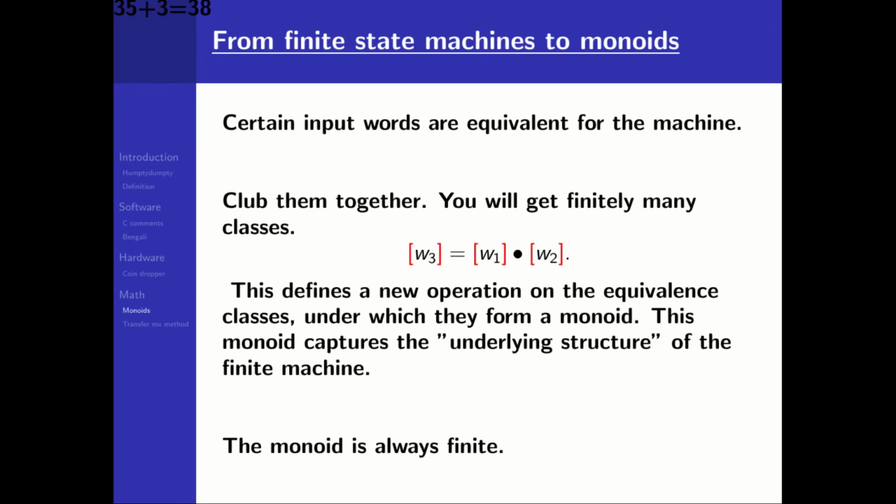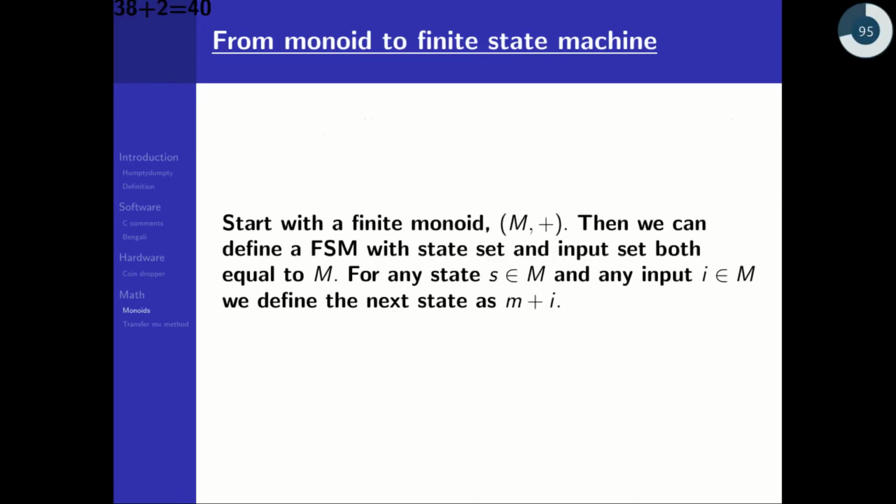It is also possible to do the reverse, from a monoid to a finite state machine, and this one is much easier. You take any finite monoid M together with its operation plus, and then we define a finite state machine FSM with state set and input set both equal to M. As always, I am not caring about the output set, which is more like a cosmetic trapping put on top of the structure. Now for any state S and any input I, the next state is defined as S plus I, where plus is this operation. So from any monoid, you can get to a finite state machine.